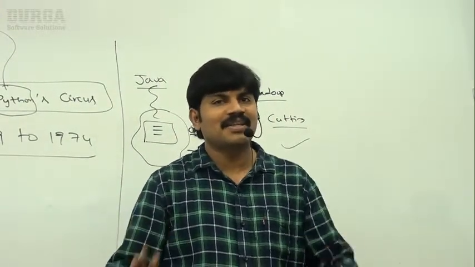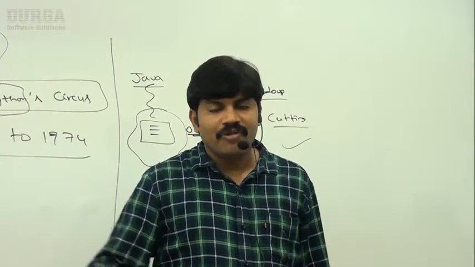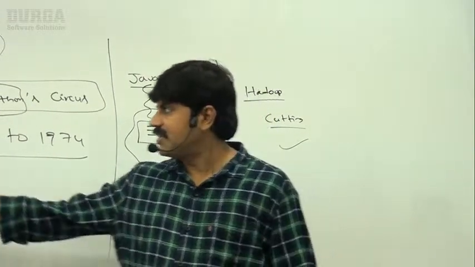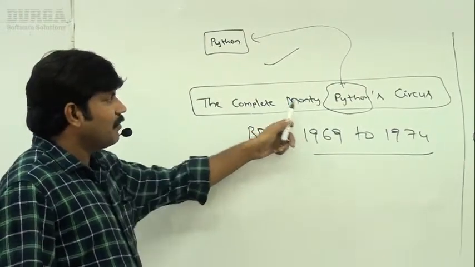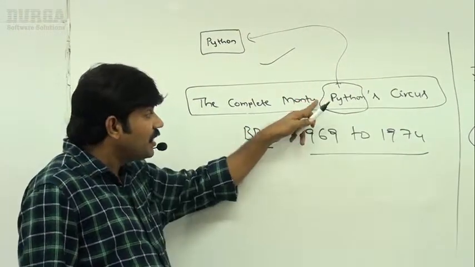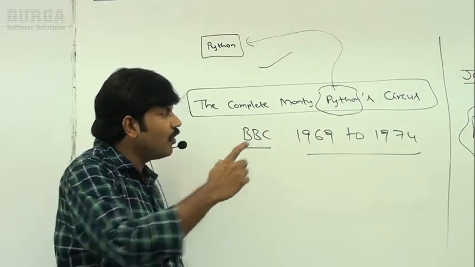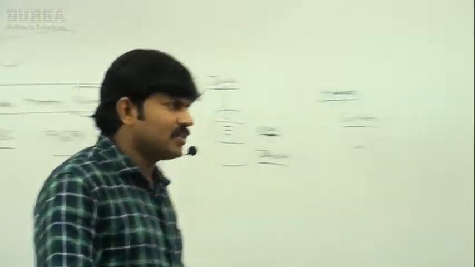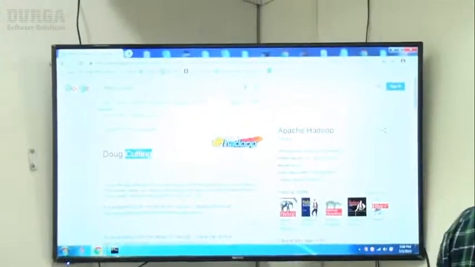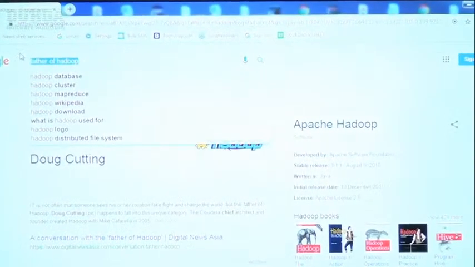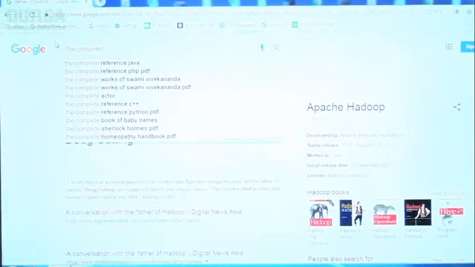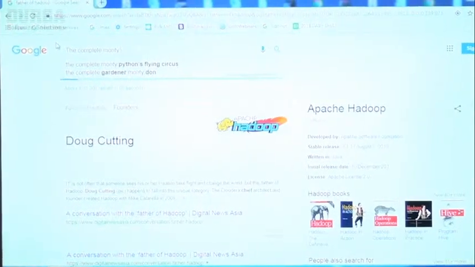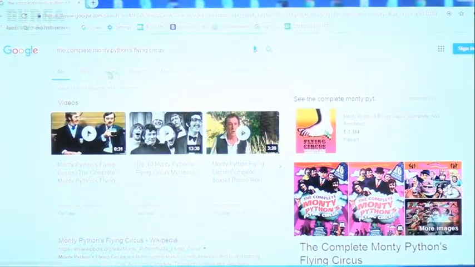So there are internal reasons why names come about. For Python, where does the name come from? From the complete Monty Python's Flying Circus. Have a look once. What is the show name? Can you spell it out? The Complete Monty Python's Flying Circus.